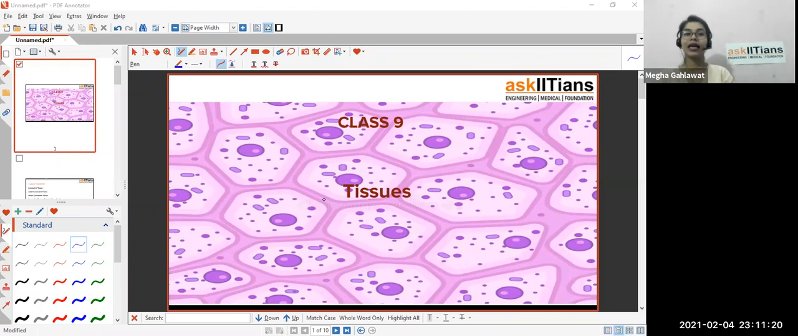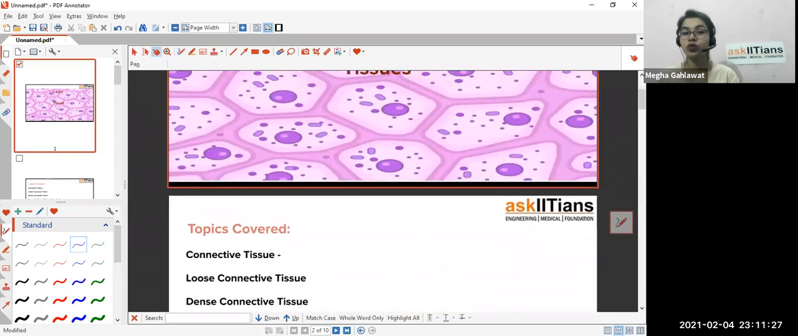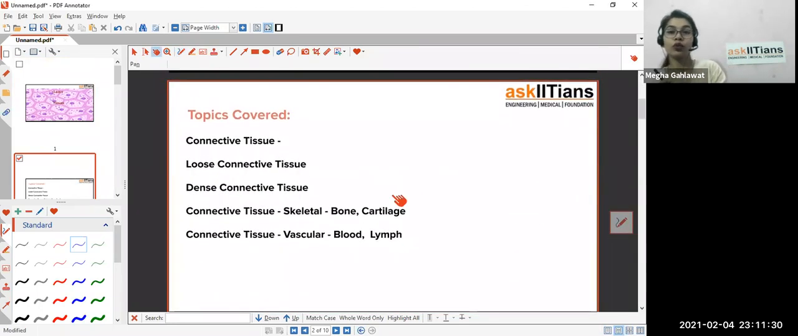Apart from that, let's get a look at what we are going to study today. We are going to continue with our chapter tissues, but with the connective tissue of the animal body. In the previous session, we started animal tissues and went ahead with the epithelial tissue. I told you about the four different kinds of tissues present in the animal body: the epithelial, the connective, the muscular, and the nervous tissue.